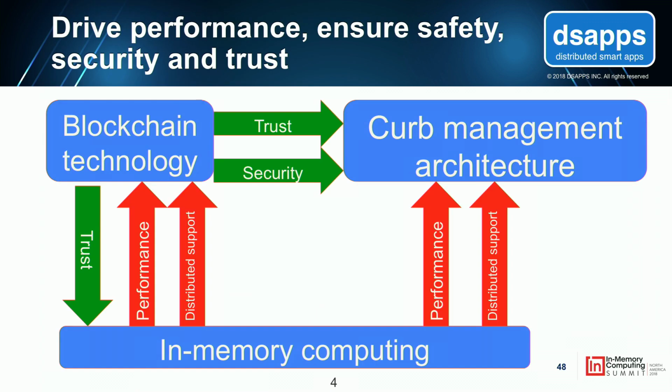And we come back to this picture here. So even with curb management, we see a huge role that in-memory computing is going to play here, and driving the data, synchronizing the data, using blockchain technology to drive trust, drive security, and improve the performance of both here and here. So that's where the role here is extremely important.